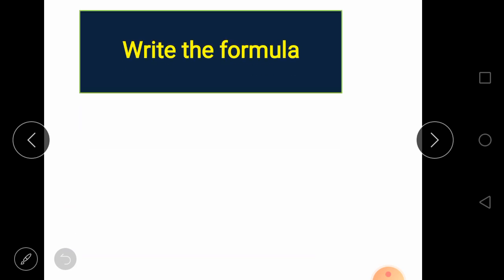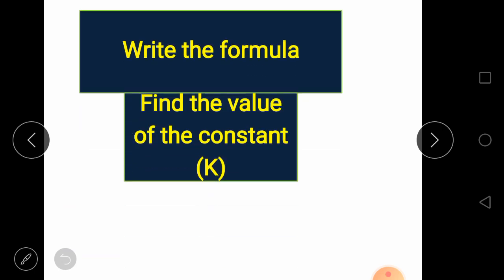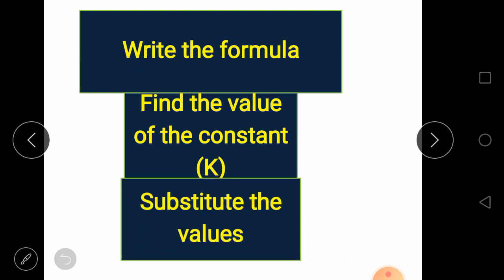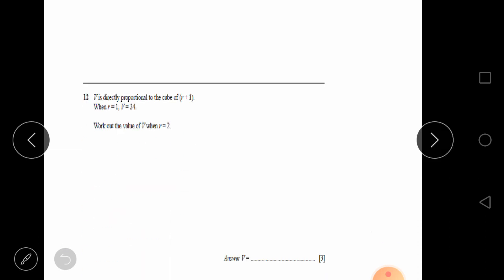First, we have to write the formula. Then we find the value of the constant, which is k. And then we substitute the given values to find the answer to the question. Okay, we have the first example.